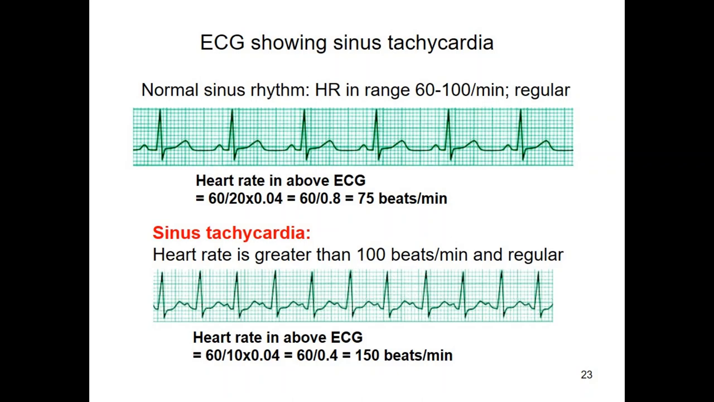P followed by R, S is prominently seen, then the T. Again, P, Q, R, S. Recurring rhythmic cardiac activity showing the ECG waves.